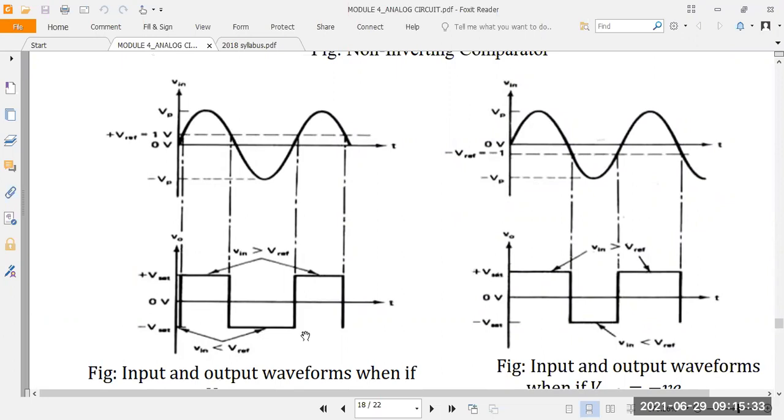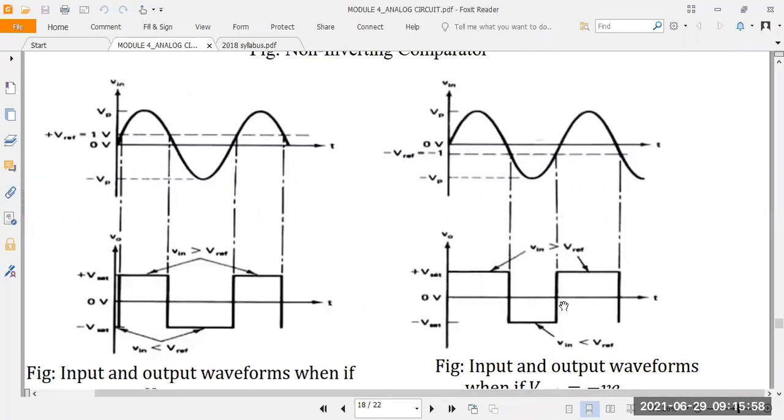The output voltage is from plus VCC and minus VEE, not from the input voltage. The input voltage is only for comparison, at the inverting terminal or non-inverting terminal. So when V in, the AC, is greater than the DC here, you'll get plus VCC. Suppose when V in is less than V reference, you'll get minus VEE. Understood? Same thing for the next cycle.